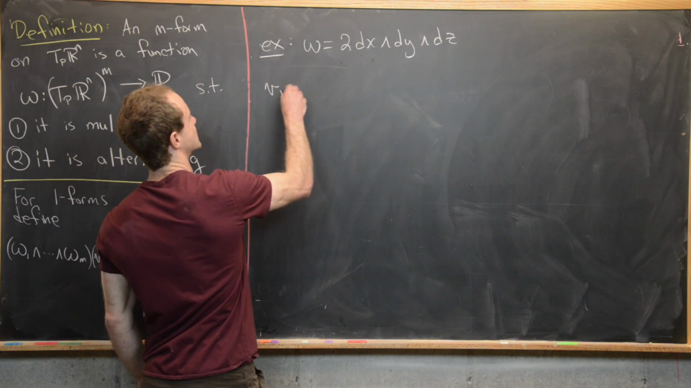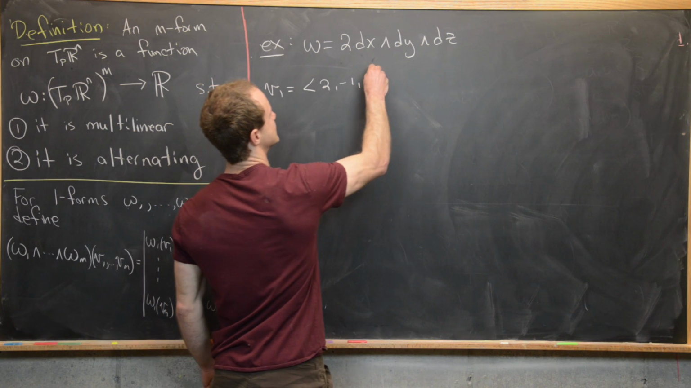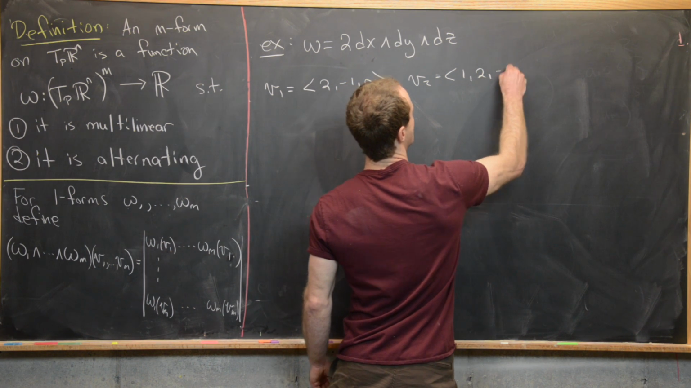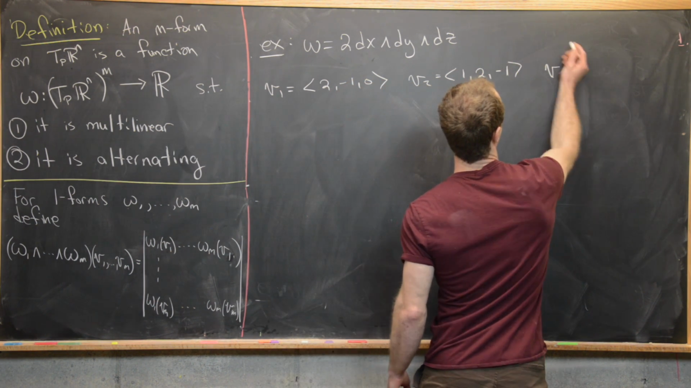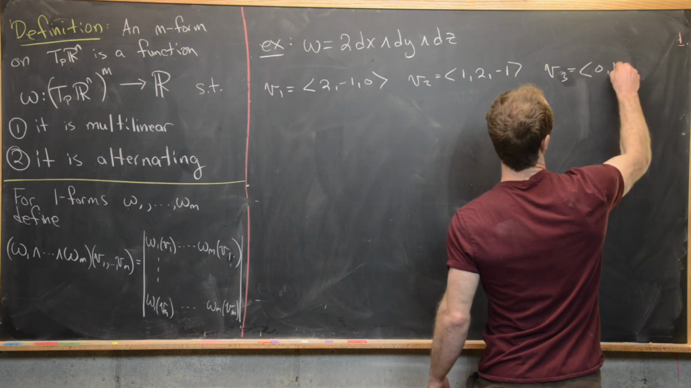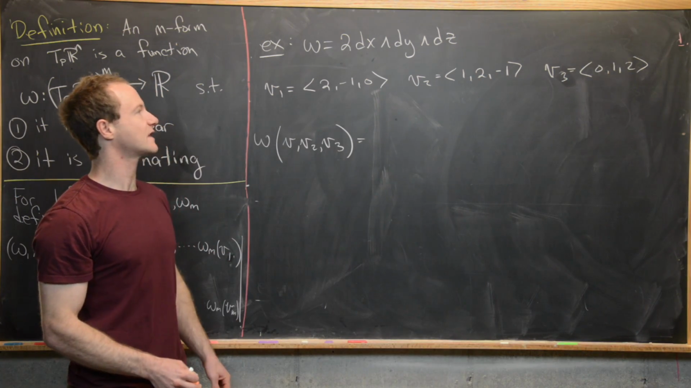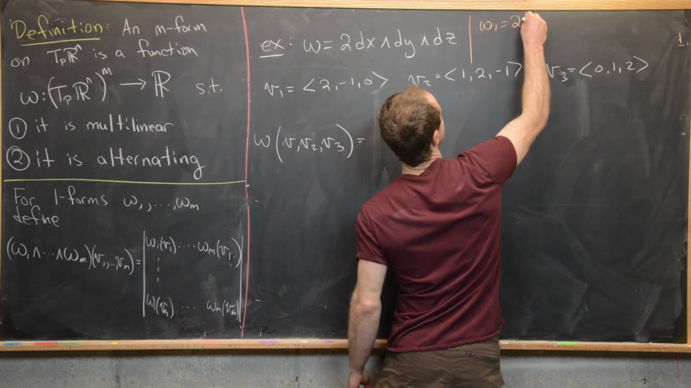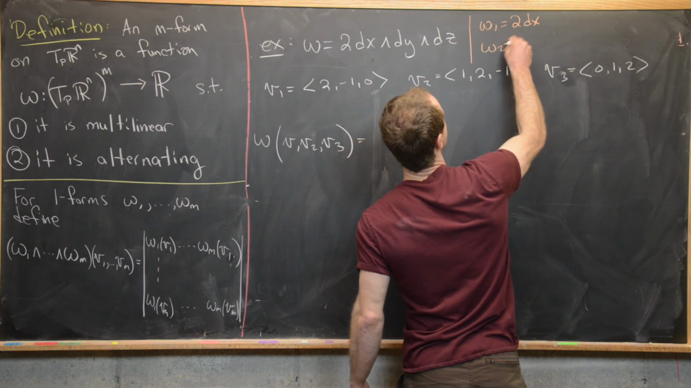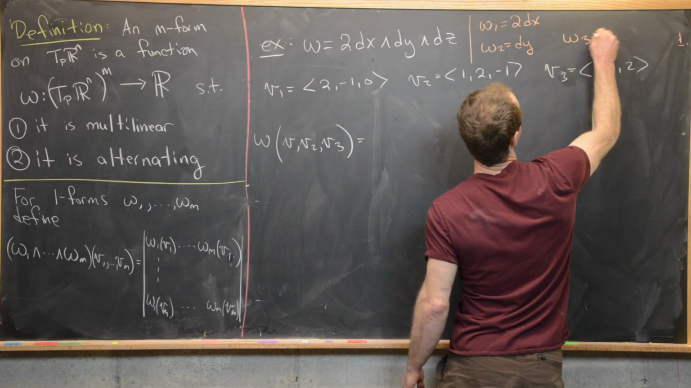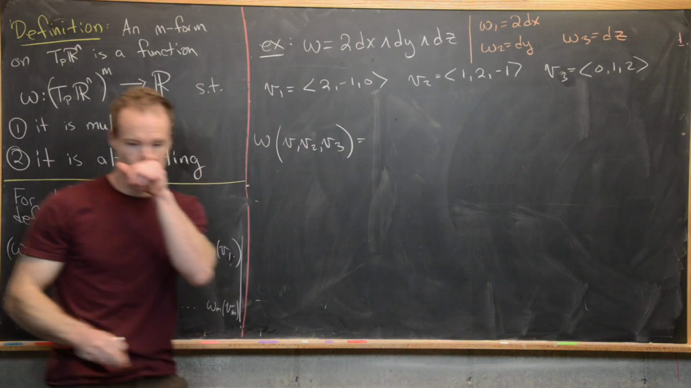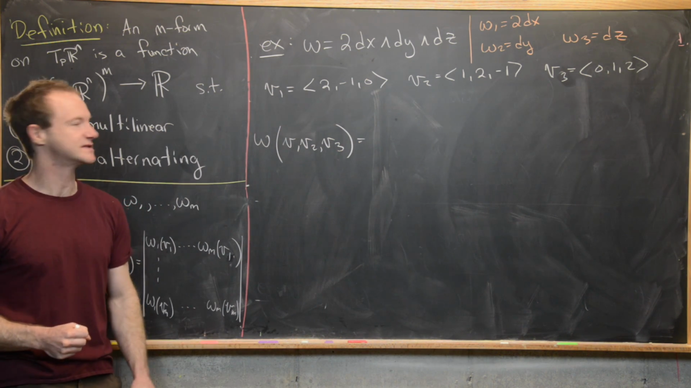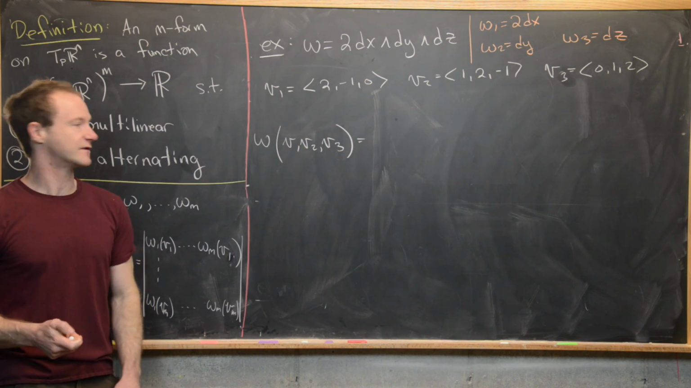Let's say our first vector is v1, and that's (2, -1, 0). Let's say our second vector is v2, and that is (1, 2, -1). And let's say our third vector, which we'll call v3, is going to be (0, 1, 2). Okay, in order to be really explicit about this, let's spell out what's going on here. So omega 1 is 2 dx, omega 2 is dy, and omega 3 is dz. Good. And that's actually pretty nice because we know exactly what those do to vectors. They just pull out the components, if we recall how the one forms were defined before.